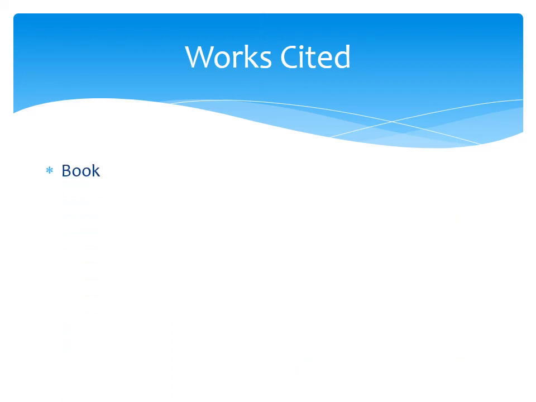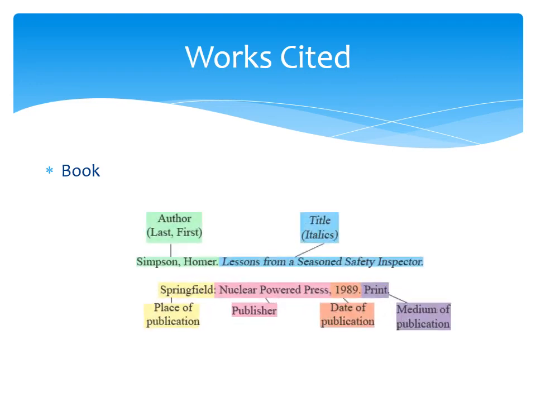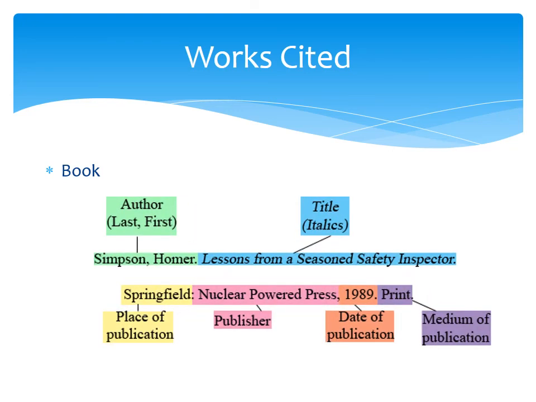Let's begin by looking at how to format a book citation. You would have the last name and then the first name, followed by the title in italics, the place that it was published, the publisher, the date of the publication, and what the medium was, so if it was print or web.